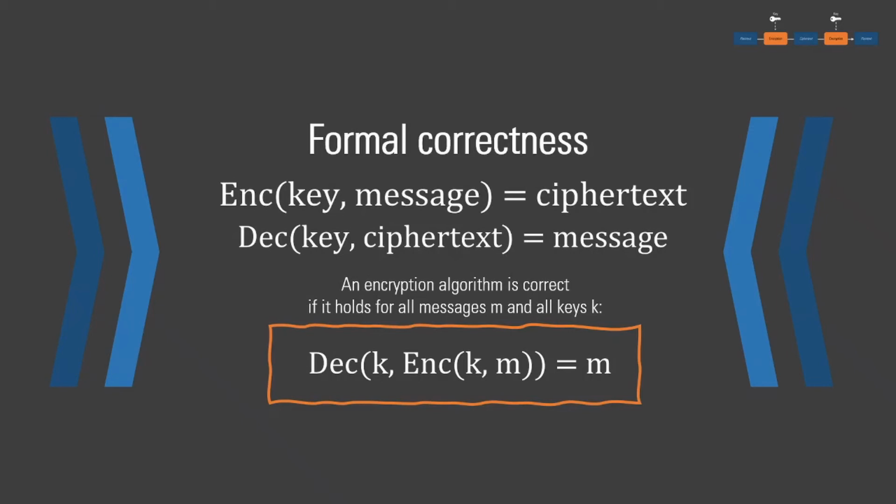Therefore, formal correctness means an encryption algorithm is correct if for all messages M and for all keys K it holds that if we encrypt a message M with our key K, which is written as ENC(K, M), and then decrypt the result with the same key K, we get back our message M. You can pause the video once again and try to understand the chain of events you see here.